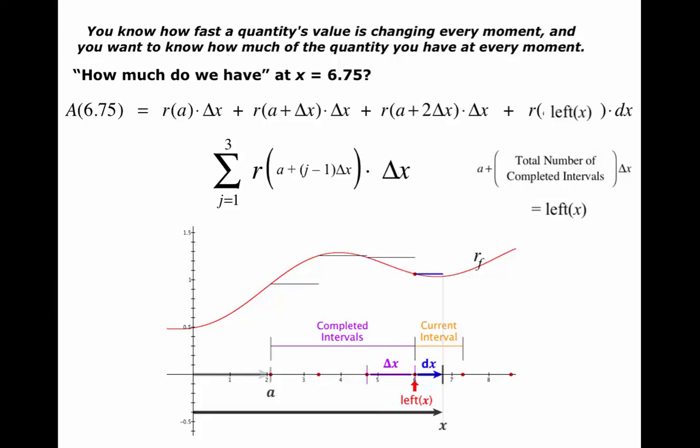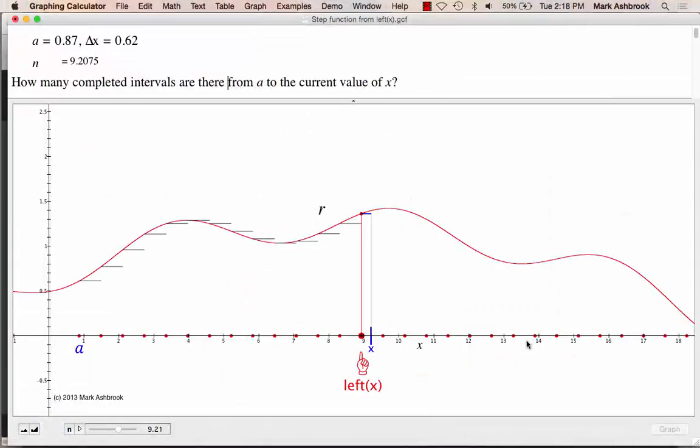Ready? Here we go. Here's an example. I have the starting value of accumulation at 0.87, that's A. I have delta x of 0.62, that's our width of a moment. And the current value of x is 9.2075. The question is, how many completed intervals are there from A to the current value of x? Talk with the person next to you. Go.